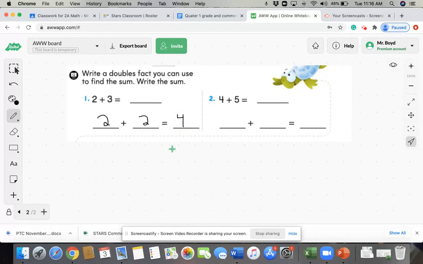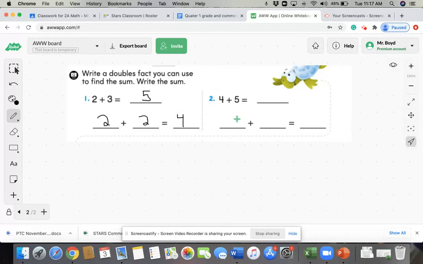So now how can I use this doubles fact to help me answer 2 plus 3? Well, instead of doing 2 plus 3, I did 2 plus 2. And since 3 is 1 greater than 2, I'm going to have to add 1 to 4, which will be 5. So I used my smaller number to use my doubles, and I added 1.